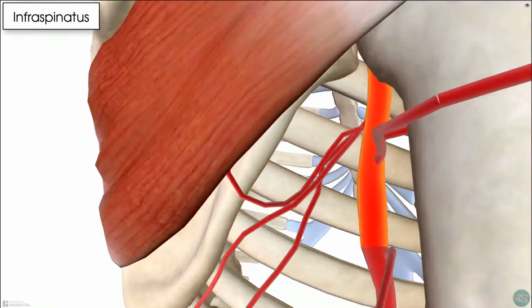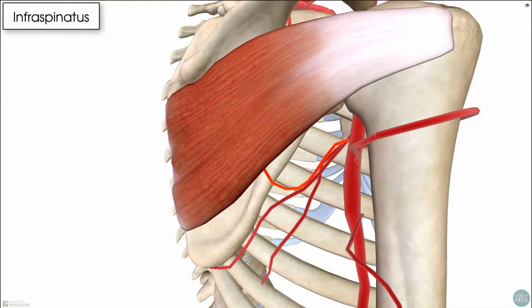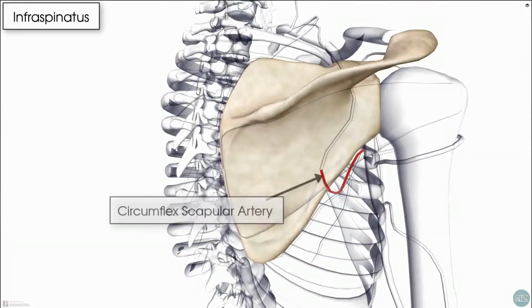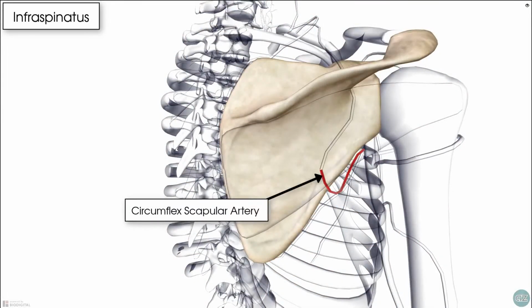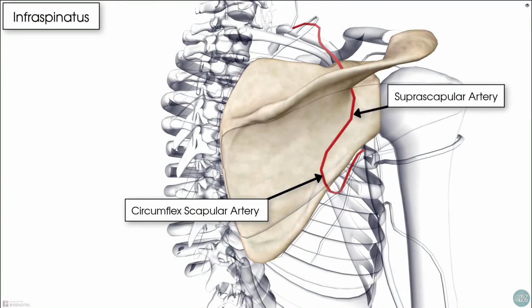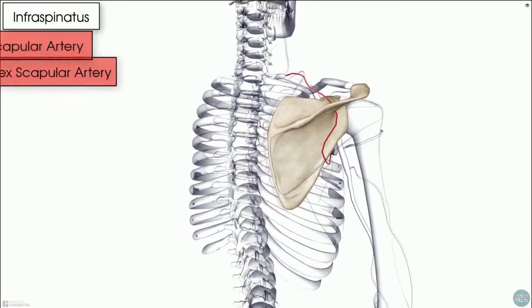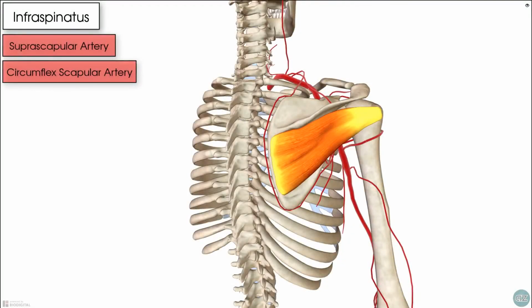The circumflex scapular artery from its origin then runs down the lateral border of the scapula. And as it runs to the posterior scapula, it actually anastomoses with the suprascapular artery, and those two arteries are the ones that are supplying the infraspinatus muscle.